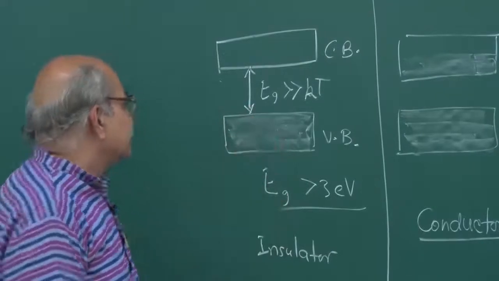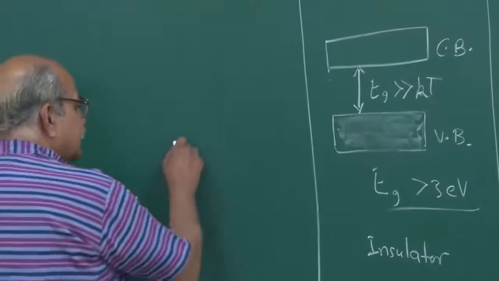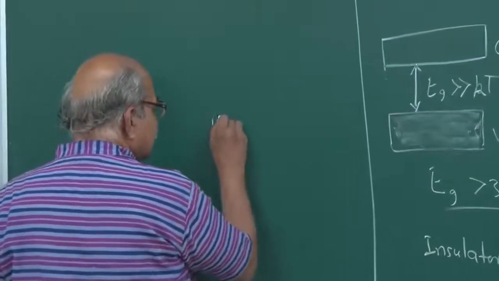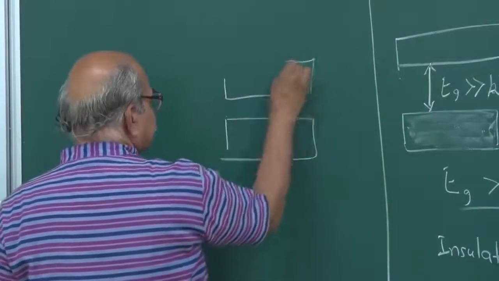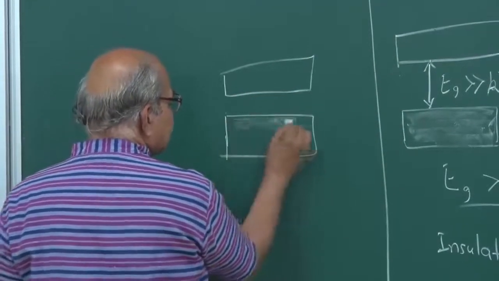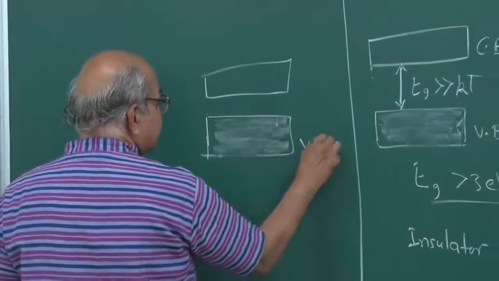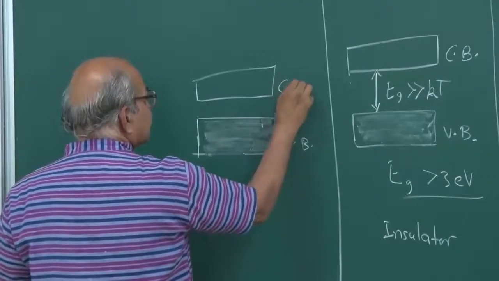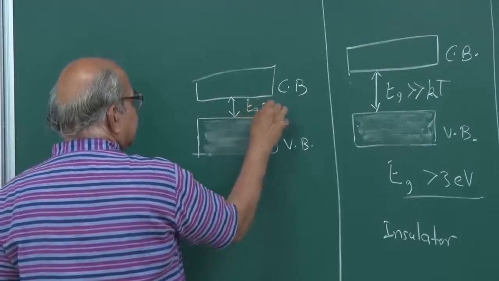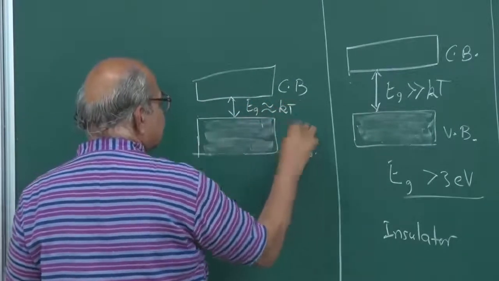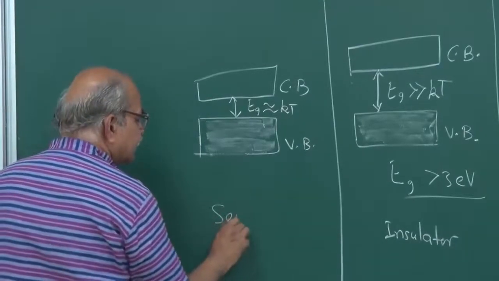So this is insulator. And the third category, which I am mostly interested in this course, is where the structure is of this type. At low temperature this is completely filled and the conduction band is completely empty, but this Eg is not very large as compared to kT, and this variety we say is semiconductor.